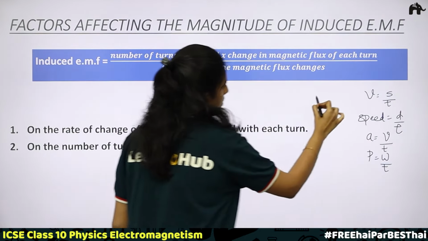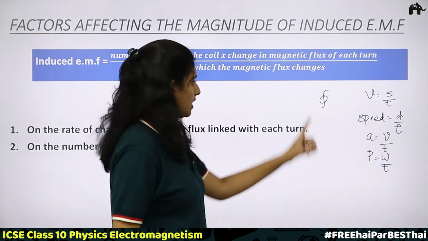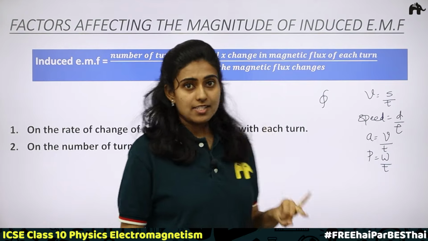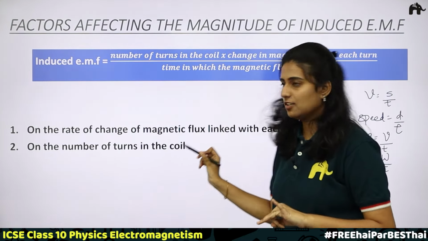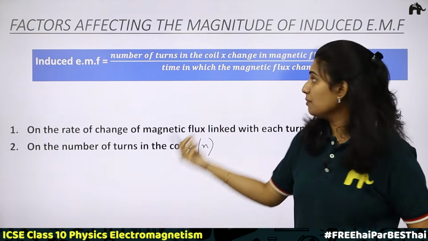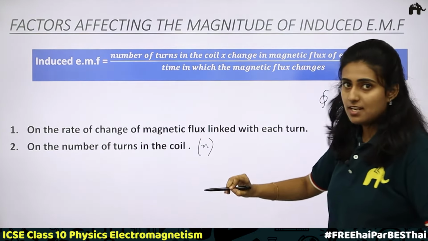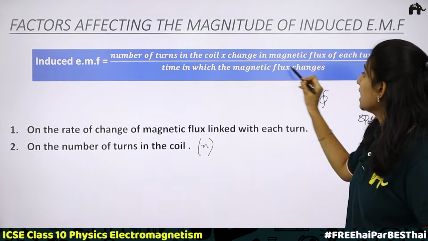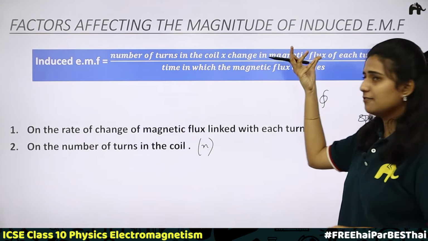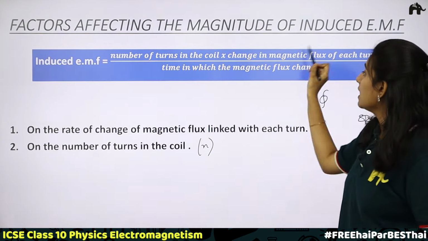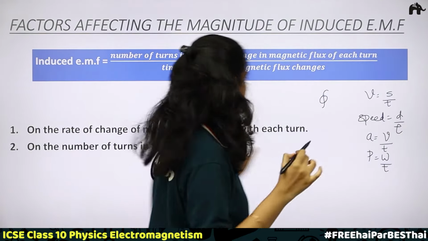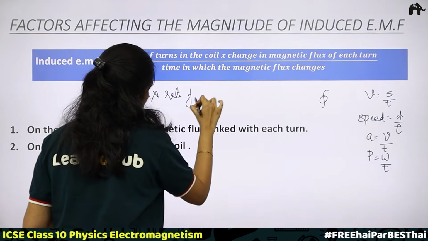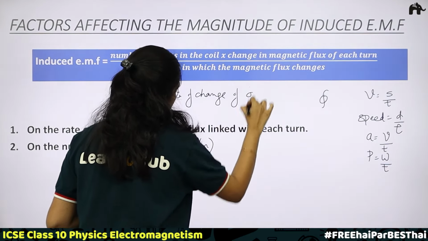That is, the magnetic flux is represented by a Greek letter phi. With respect to time, what is the change in magnetic flux? One factor. And the second factor is the number of turns in the coil, N. So if you take the product of the number of turns in the coil and the change in magnetic flux of each turn divided by the time in which the magnetic flux changes, that is, change in magnetic flux divided by time, it will give you the rate of change of magnetic flux. Or you can write it like this: number of turns into rate of change of magnetic flux.